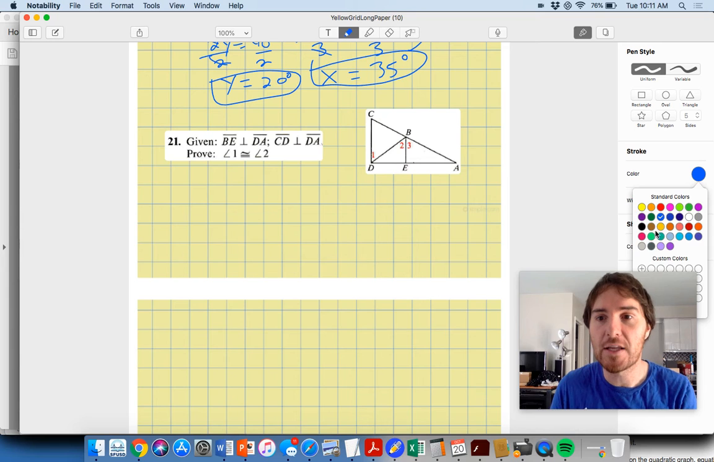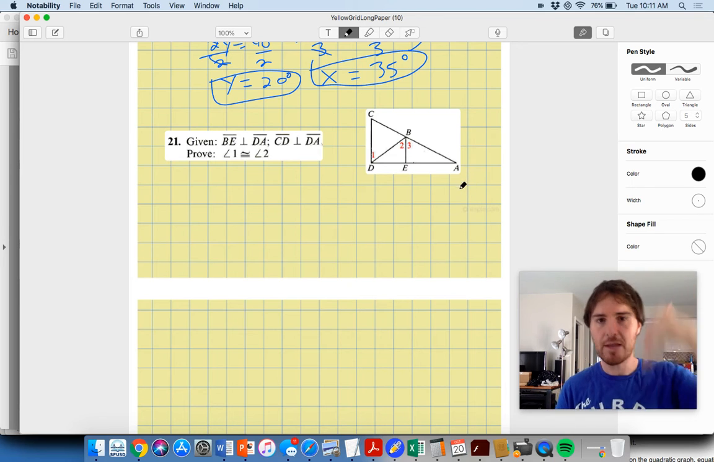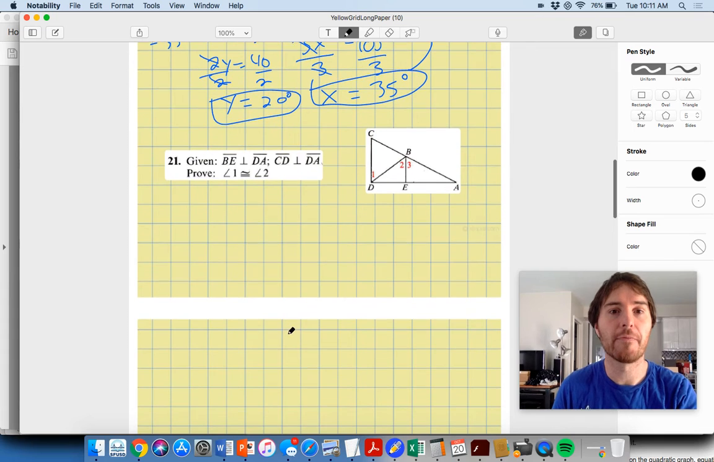So again, getting used to diagrams is really an important thing, right? So organize your brain: definition, postulate, theorem, right? Organize it that way, and then something like this becomes a little bit easier. And seeing examples is really helpful for that.